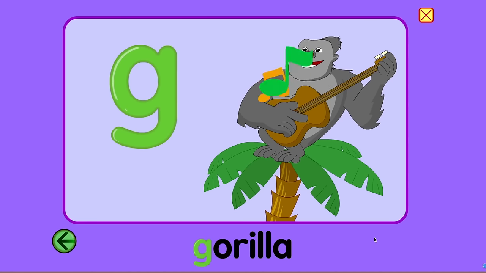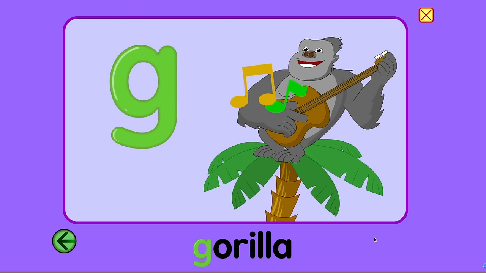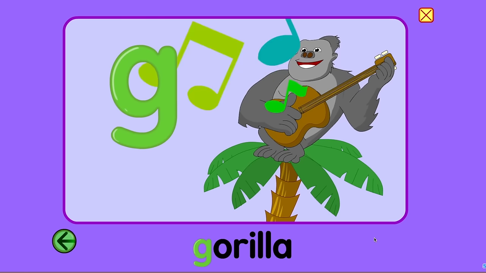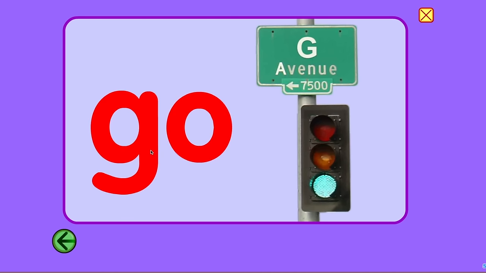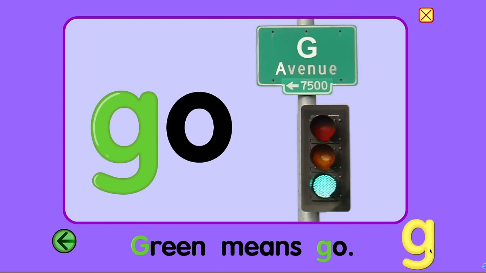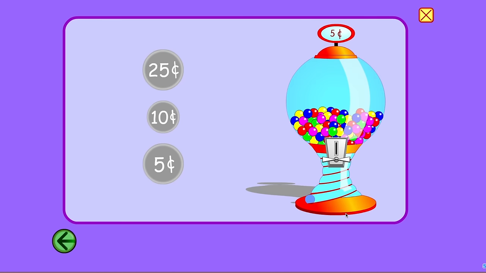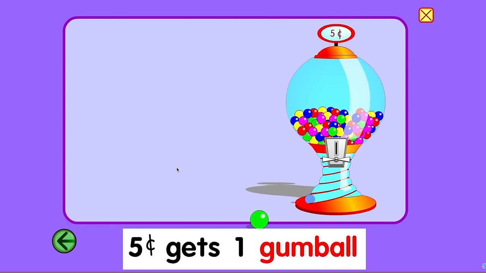Gorilla. G means go. Click on a coin. 5 cents. 5 cents gets 1 gumball.